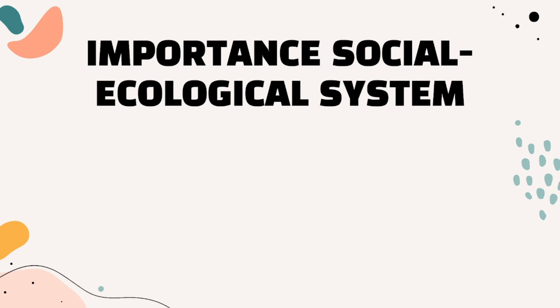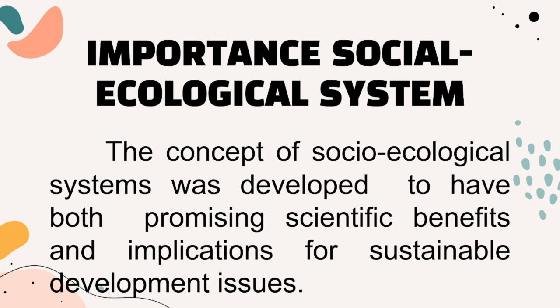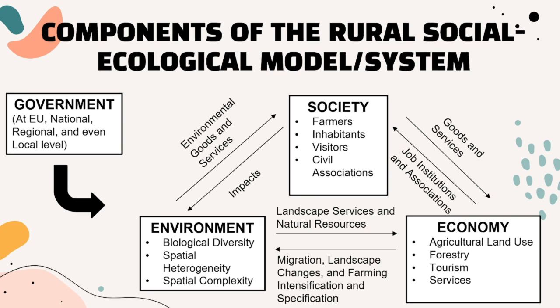Now, what is the importance of the social ecological system? The concept of socio-ecological systems was developed to have both promising scientific benefits and implications for sustainable development issues. So, like I stated, the system is developed to find reliable information, benefits, and probable solutions and effects towards an issue. So here we have a rural social ecological model, and this is what we shall focus on learning today.